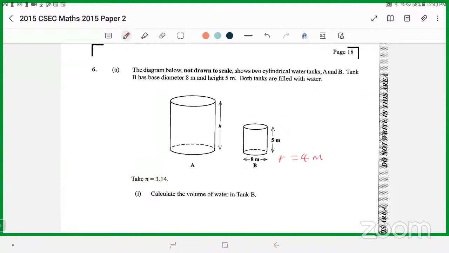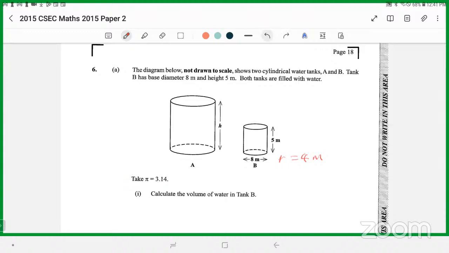We're working with pi r squared on this, not diameter. So the radius is 4, and the height H is 5 meters. It says both tanks are filled with water. All right, this is 5 meters, no problem. It says pi is 3.14.